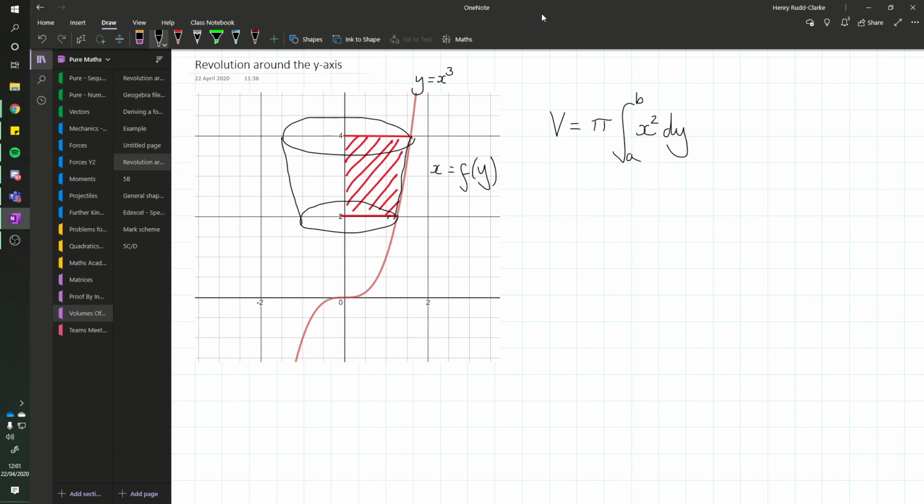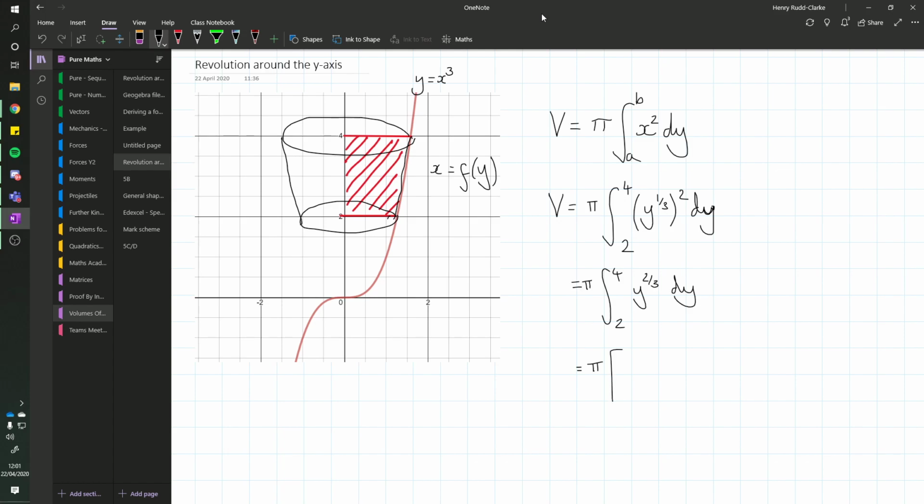So for example, for this question, let's just do it. We're going to have the volume being pi, integral between 2 and 4. So x would actually be y to the third, so y to the third squared dy. So x equals y to the third, and so x squared is y to the third squared. So we're going to simplify this: pi integral from 2 to 4 of y to the 2 over 3 dy.